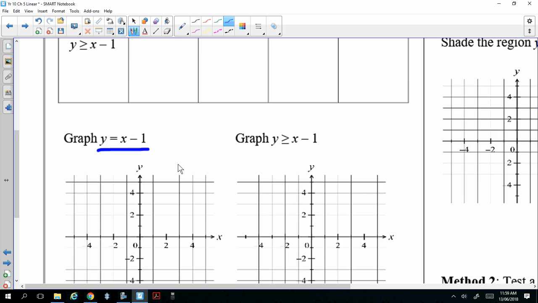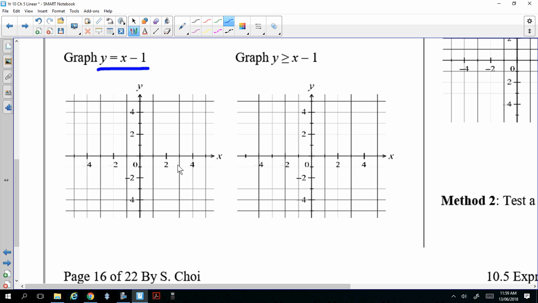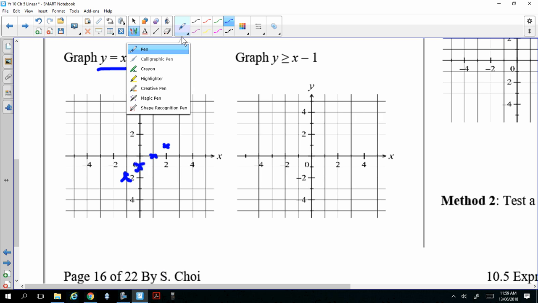So we plot these points. The first point you plot is -1, -2, which is this point here. Next one is 0, -1, and 1, 0, 2, 1, and then you get all the points. Use a line tool, use a ruler to draw the line.